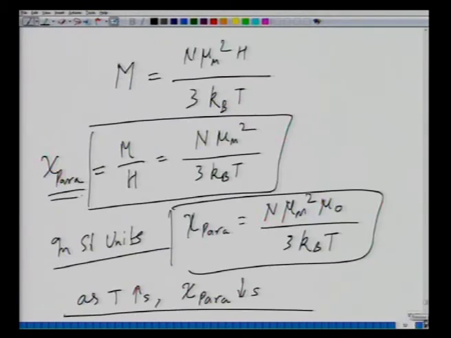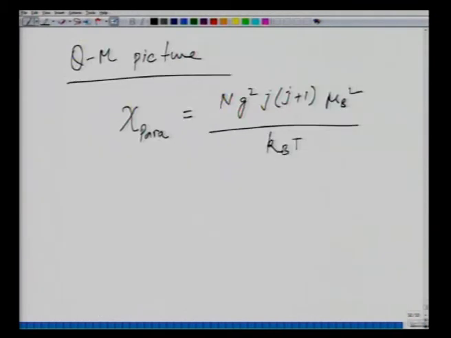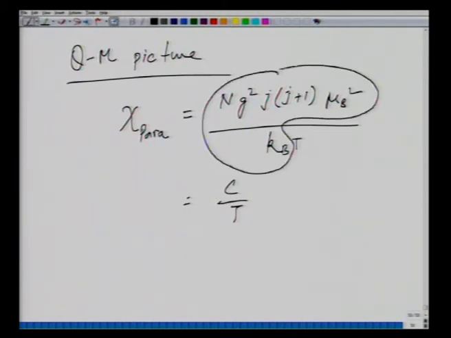Because the point here is, unless you quantize mu, you do not have a quantized number of such moments. So in order to have quantization, you need to have quantum mechanics come into the picture. As a result, you have a characteristic quantum number. So this again becomes nothing but equal to C by T if you take everything else as a constant, but this is the quantum mechanical picture which you have for these materials.